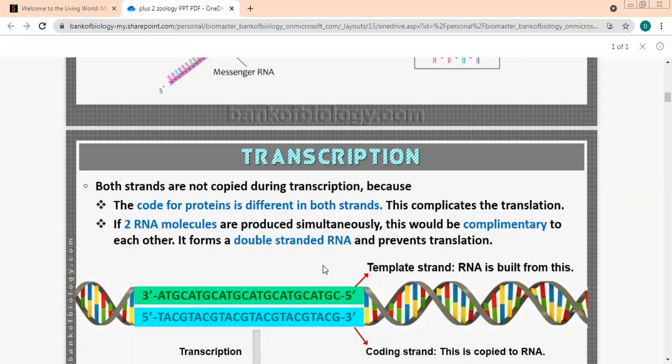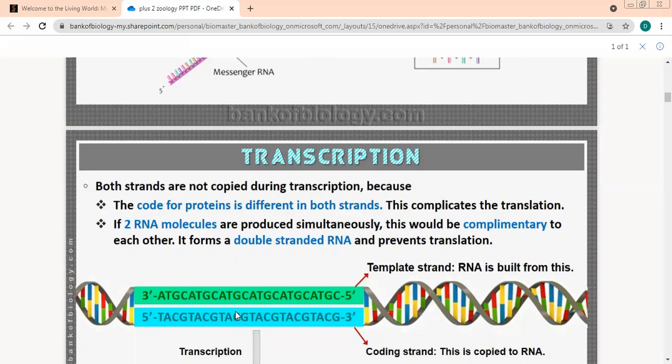The process will not continue. So why are both the strands not copied together? There are two reasons. Number one, the first strand and the second strand both have their own separate codes. So this will form another protein, this will form another protein. A lot of complications will be there.